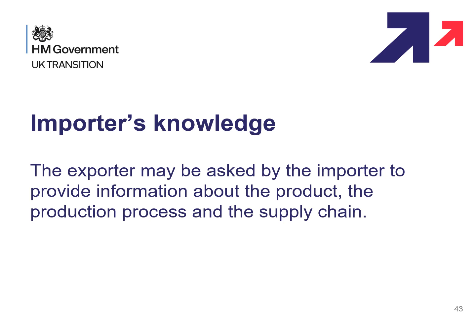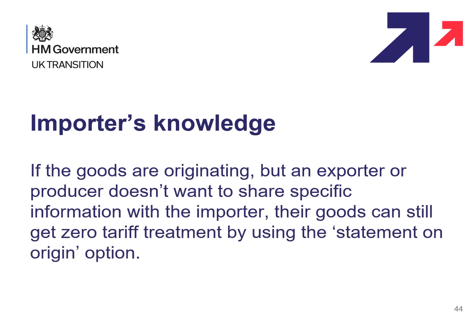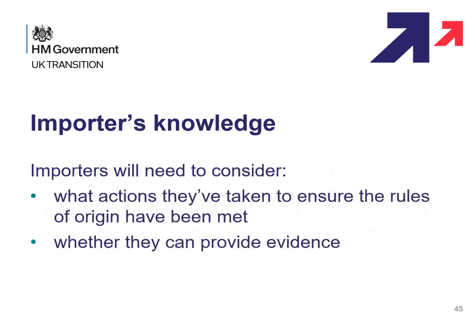However, they may be asked by the importer to provide them with information about the product, the production process, and the supply chain. If the goods are originating, but an exporter or producer doesn't want to share specific information with the importer, their goods can still get zero tariff treatment by using the Statement on Origin option. Importers will need to consider what actions they've taken to ensure the rules of origin have been met and, if challenged, whether they could provide evidence as necessary.